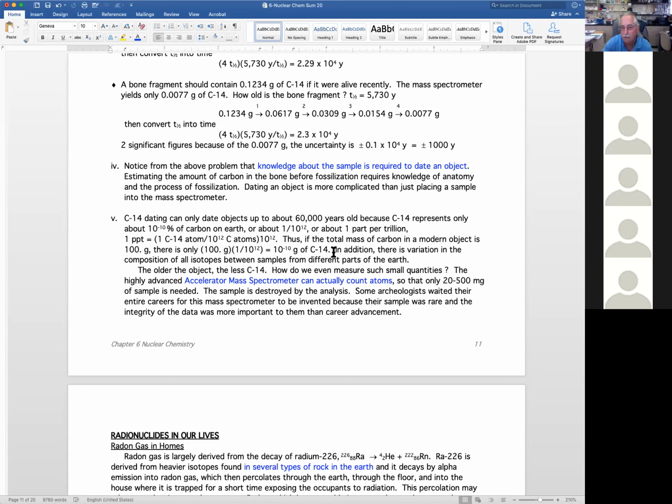So how is it that we can even measure such small quantities? Well, we have what's called the accelerator mass spectrometer, which can actually count atoms. You need only about 20 to 500 milligrams of a sample, so that's up to half a gram. The sample is destroyed because it's got to go into the gaseous phase. But it's a tremendously small amount of sample.